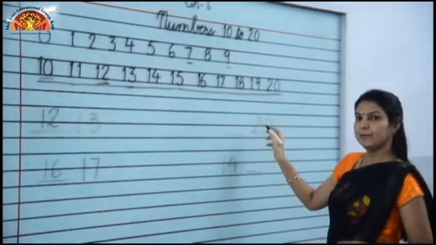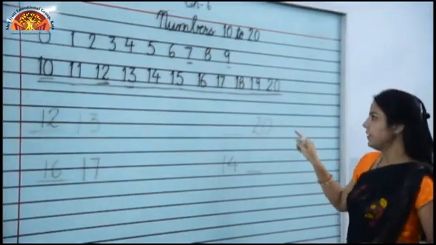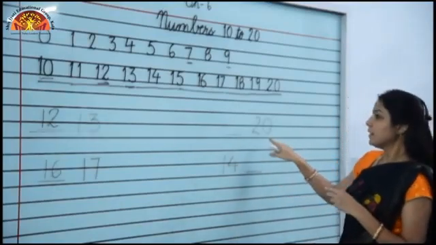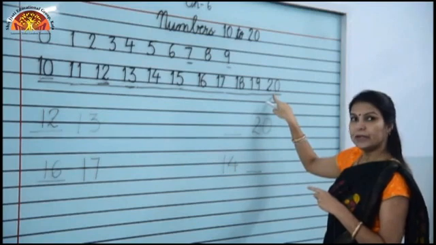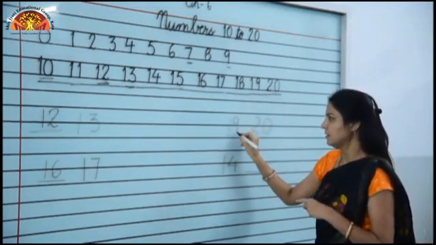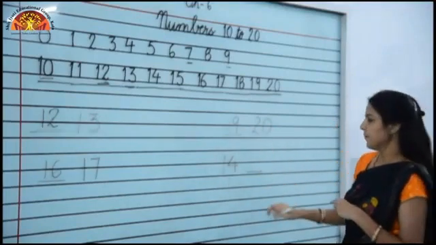Again we have to write the before number of 20. So we will check the number which is written at the left side. Which number is written at the left side of 20? This is 19. So we will write 19 in front of 20.